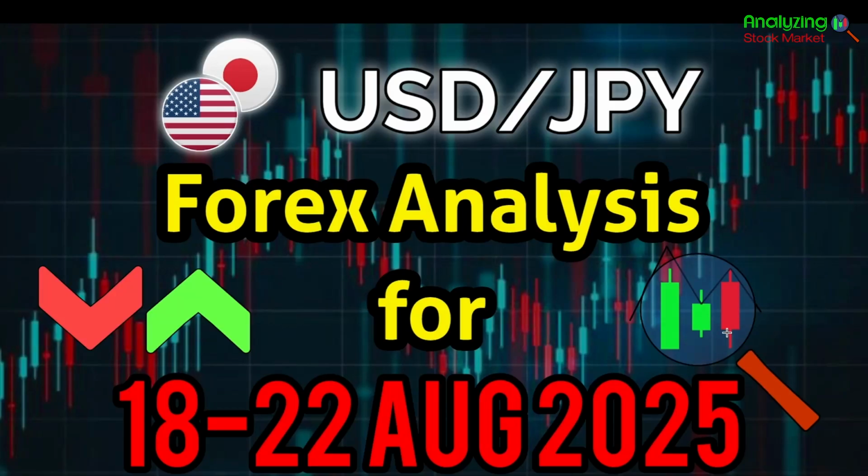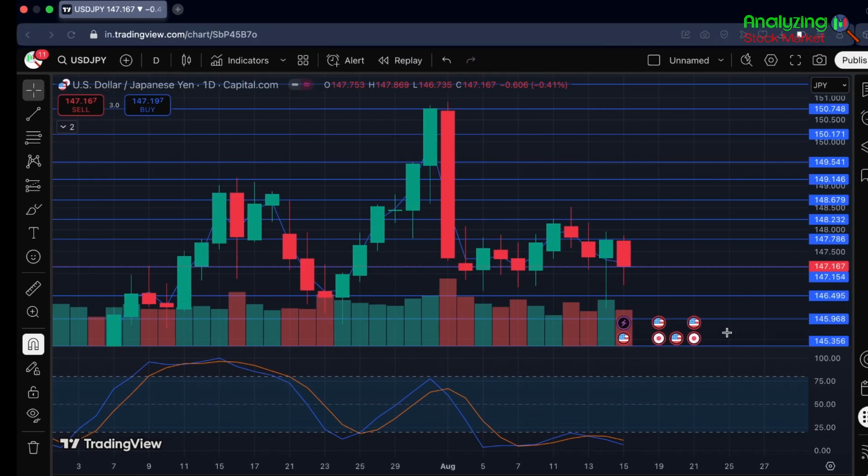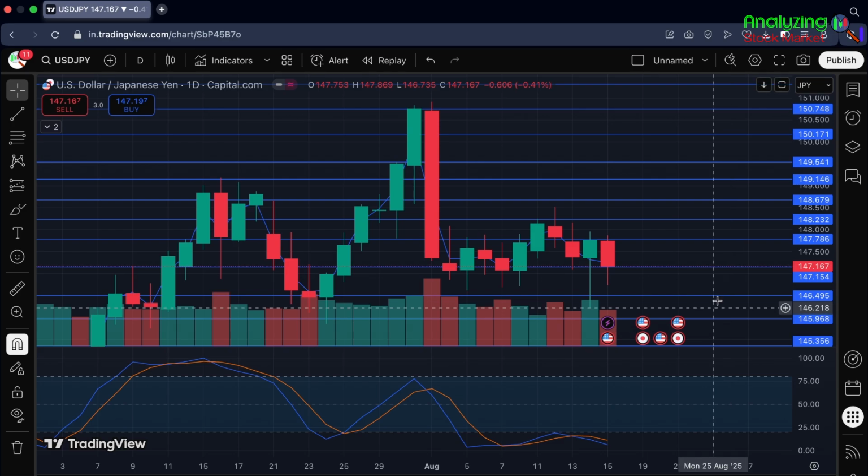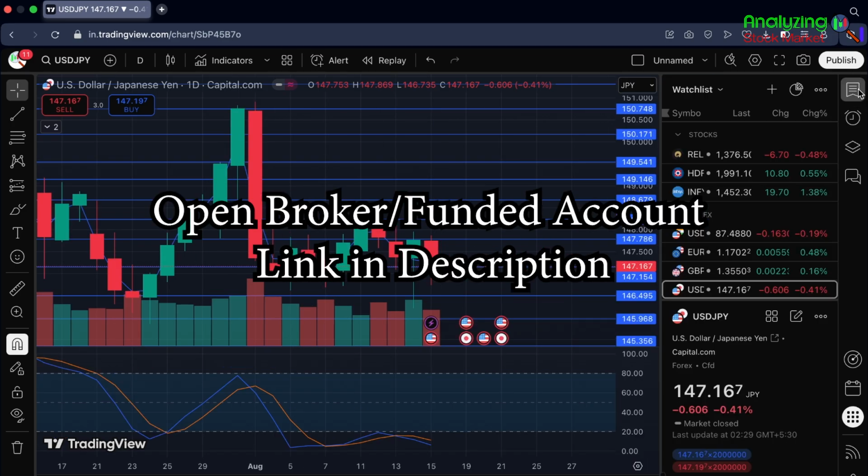So today we'll be talking about the USD JPY pair and we'll do the Forex analysis for 18th to 22nd August 2025. So let's go straight to our charts. Here I have already opened the chart. First, let's see what happened in USD JPY on Friday. As you can see, a 0.41% negative move, and 147.167 was the closing on Friday.